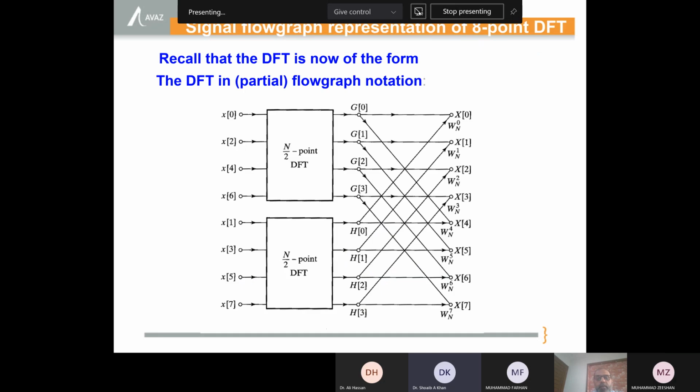And here it is: x0 x2 x4 x6 here, and 1 3 5 7 here, giving G0 G1 G2 G3 and H0 H1 H2 H3. To compute x0 you use this and multiply with this. To compute x1, G1 and H1; to compute x2, G2 and H2; and so on. And now here are the savings: you again use G0 and H0 with the twiddle factor multiplication.